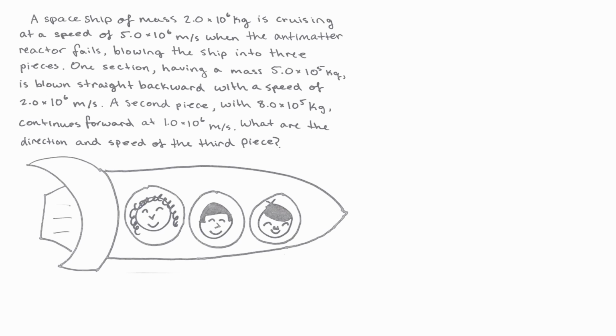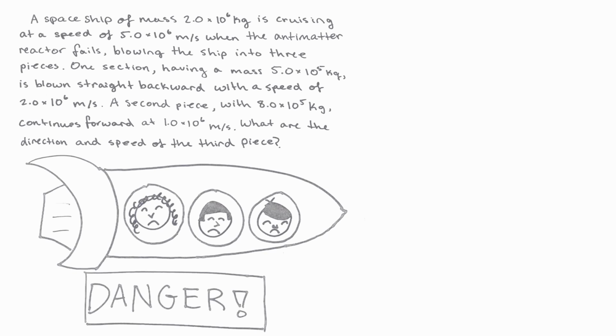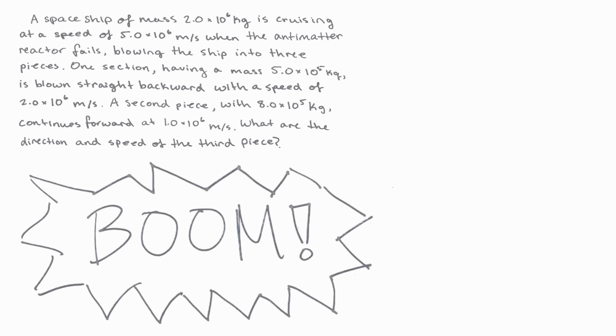Today we'll be looking at a question from Chapter 11, exercise question number 80. A spaceship of mass 2 times 10 to the 6th kilograms is cruising at a speed of 5 times 10 to the 6th meters per second when the antimatter reaction fails, blowing the ship into 3 pieces. One section, having a mass of 5 times 10 to the 5th kilograms, is blown straight backwards with a speed of 2 times 10 to the 6th meters per second.